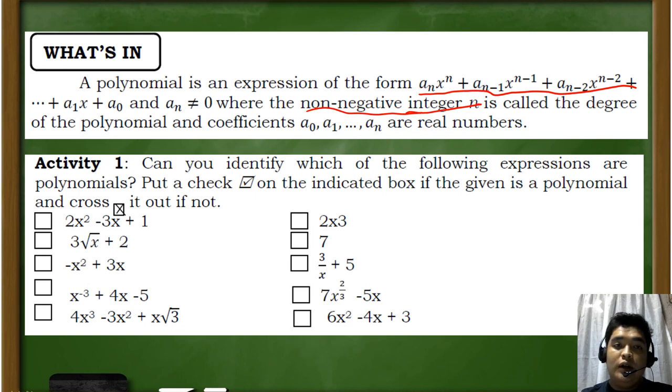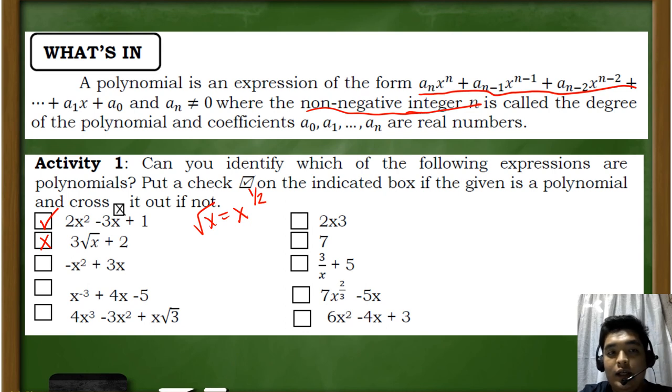Again, the definition of the polynomial is a non-negative integer n, and the coefficients are real numbers. Number 1, is this a polynomial? Very good, this is a polynomial. How about the second, 3 square root of x plus 2? This is not a polynomial because, again, non-negative integer n. If you simplify, the square root of x is equivalent to x to the power of 1 half. 1 half is not an integer. Therefore, this expression is not a polynomial.